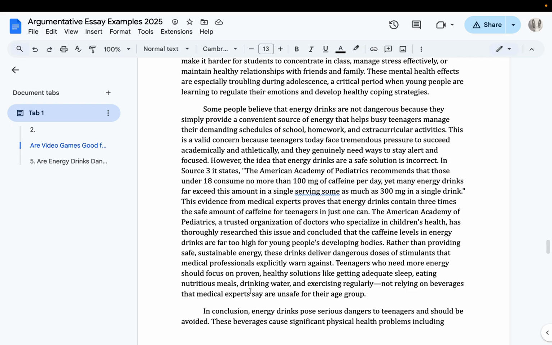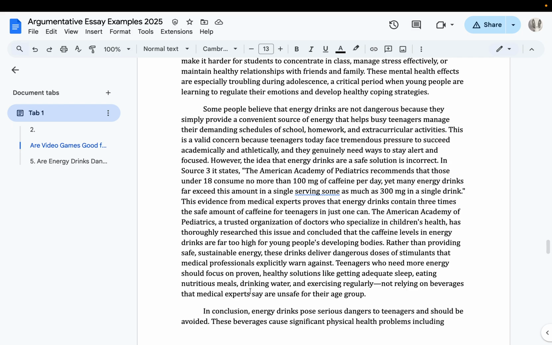However, the idea that energy drinks are a safe solution is incorrect. In source 3, it states the American Academy of Pediatrics recommends that those under 18 consume no more than 100 milligrams of caffeine per day. Yet many energy drinks far exceed this amount in a single serving, some as much as 300 milligrams in a single drink. This evidence from medical experts proves that energy drinks contain 3 times the safe amount of caffeine for teenagers in just one can.